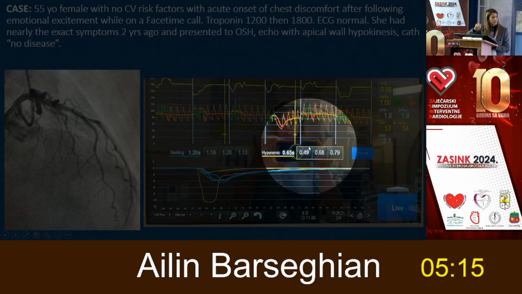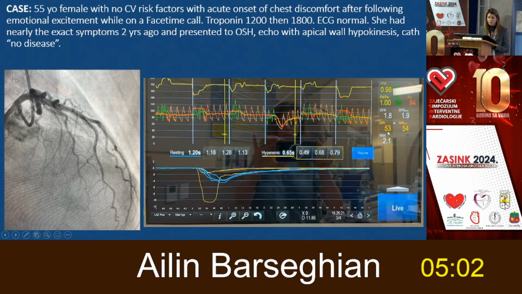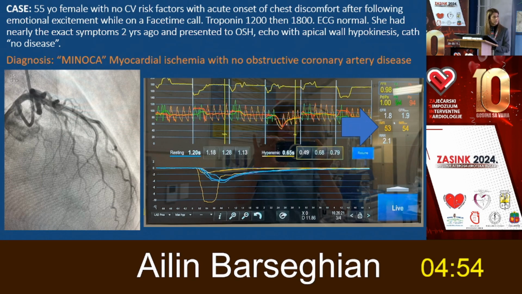So this patient also had a CFR of 1.8, well below 2.3, and an index of microvascular resistance of 53, much higher than 25, which is the cutoff. So again, another patient with multiple hospitalizations, quote unquote atypical chest pain, who clearly has a reason for her angina. So this patient, because she had an elevated troponin, is considered MINOCA.